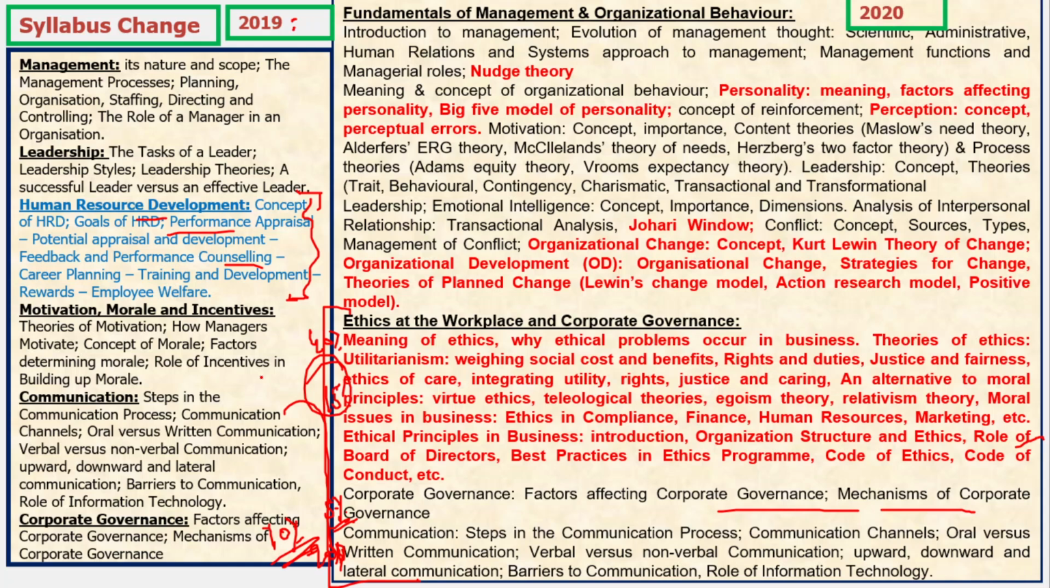Even if you look at the sample paper that RBI released in 2020, just before the phase 2 exam, they had given a descriptive question from human resource development. So why did they give it to you if they think that human resource development is outside the syllabus? Because technically it is not outside the syllabus.